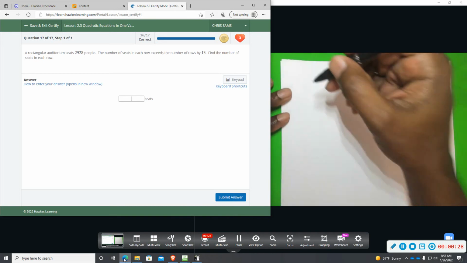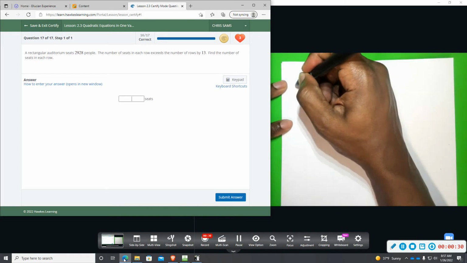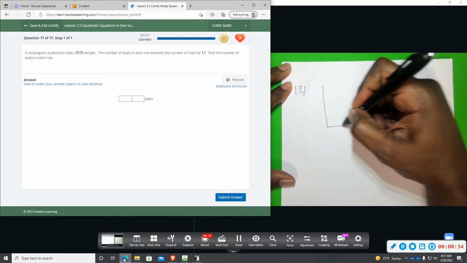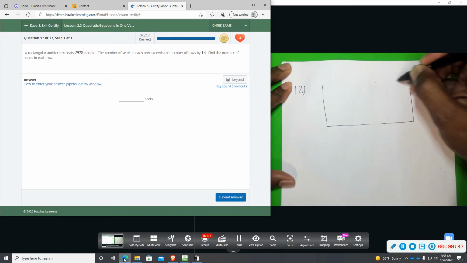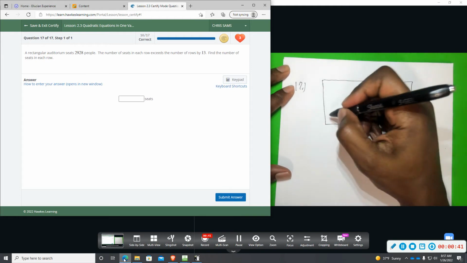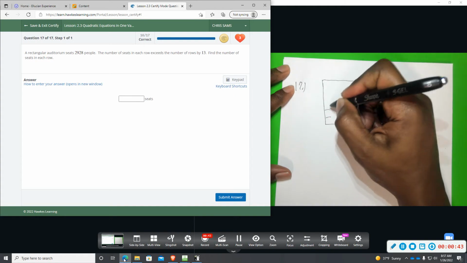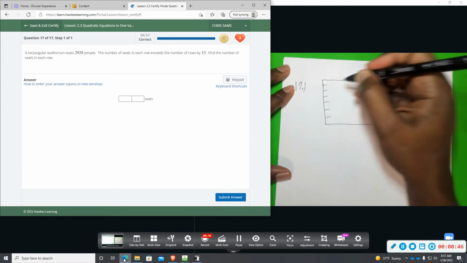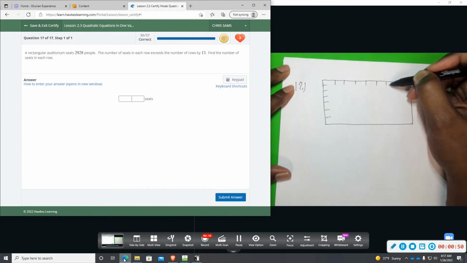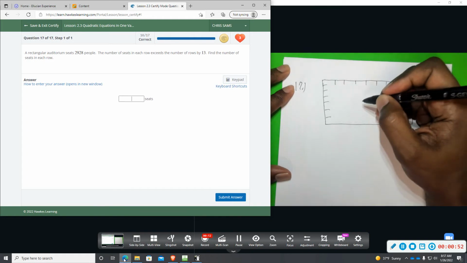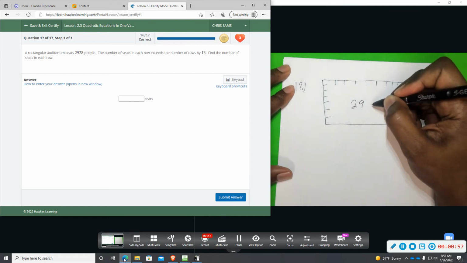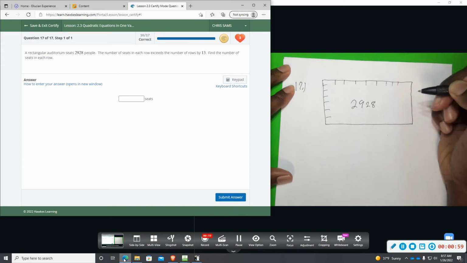So, the picture is, we have a rectangle, some auditorium. And basically they're telling us the area. If you multiply the number of rows by the number of seats in each row, kind of like length times width, that will give you the area. So it's telling us that 2,928 people can fit in here.